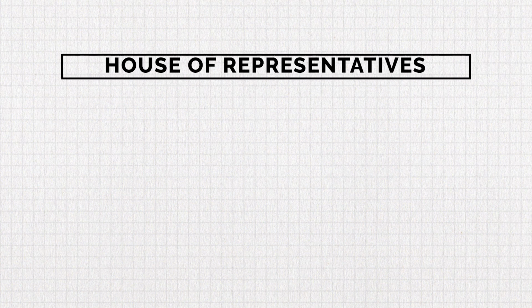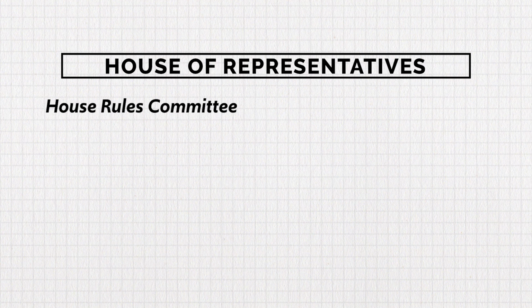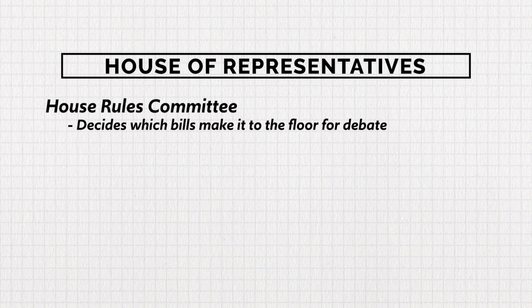Additionally, the House has the House Rules Committee, which wields an awful lot of power. This committee is the one that decides which bills make it to the floor for debate, which means that if this committee doesn't allow the bill through, it effectively dies.